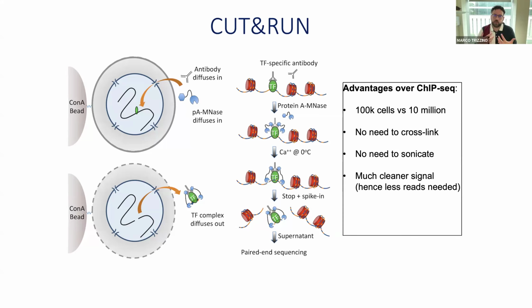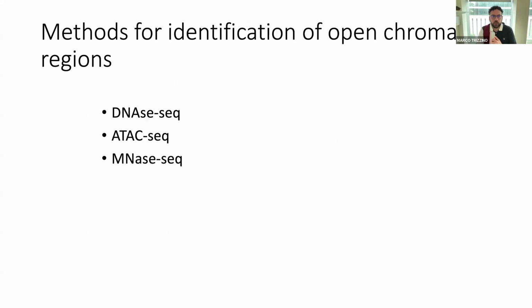And again, to summarize, ChIP-seq and CUT&RUN and CUT&Tag, which is very similar to CUT&RUN, just uses a different enzyme. They allow to profile binding of transcription factors and to profile histone modification. So very important epigenetic features.